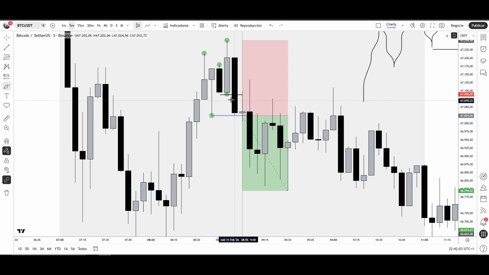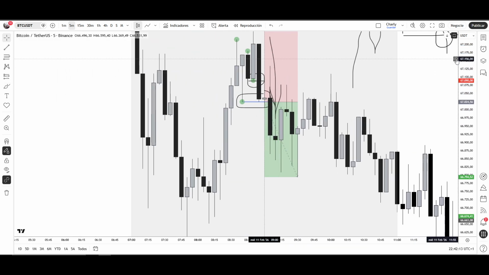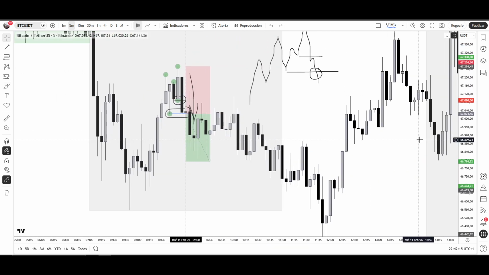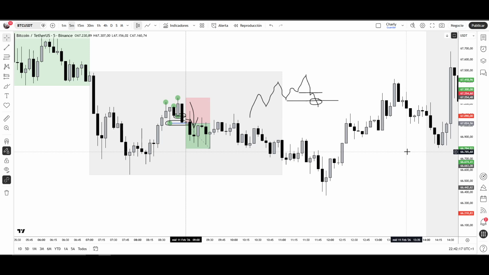So we stick to the rule: low relevant BOS before the open, significant BOS at the open. Therefore, this short was more than valid. That's fantastic. Now let's keep it going.